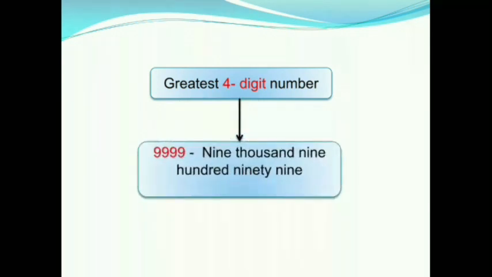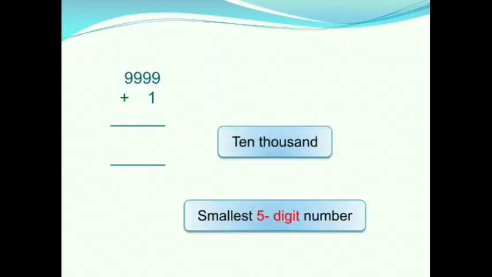Yes, it is 9999. When we add 1 to the greatest four digit number, we get the smallest five digit number. 9999 plus 1 equals 10,000. 10,000 is the smallest five digit number.